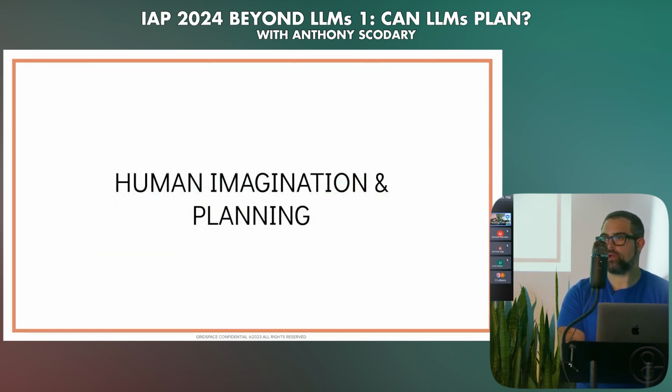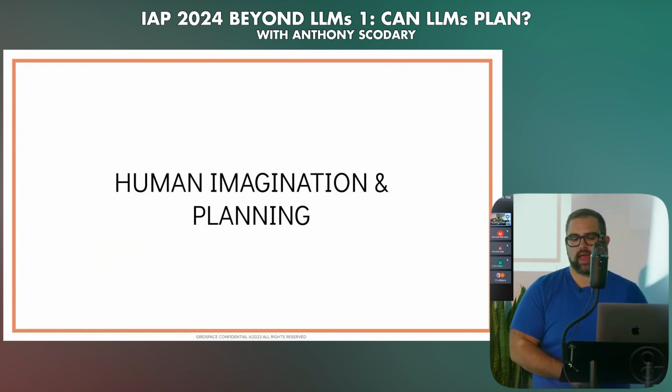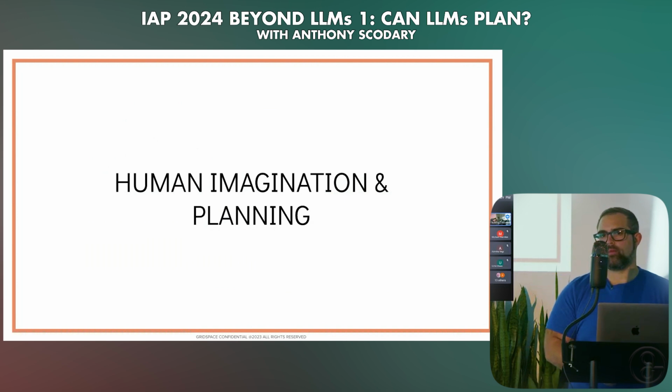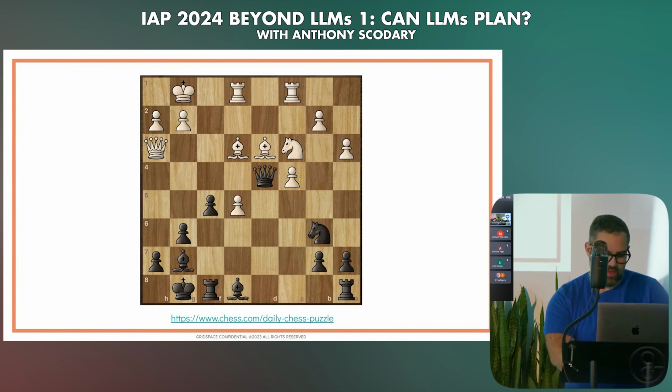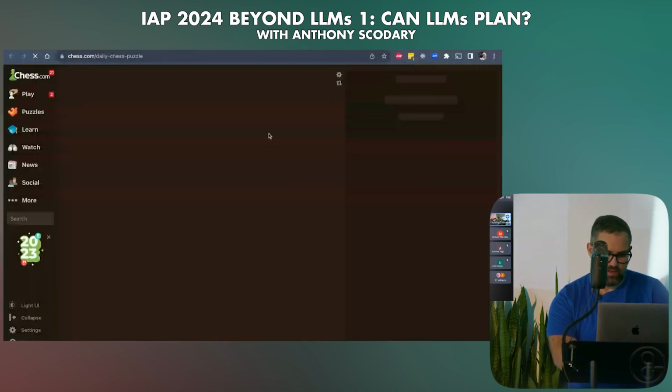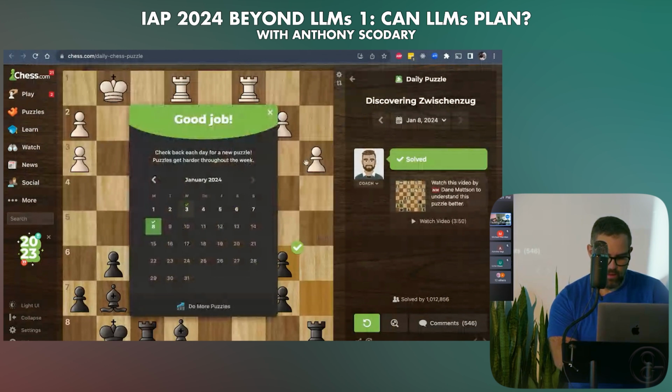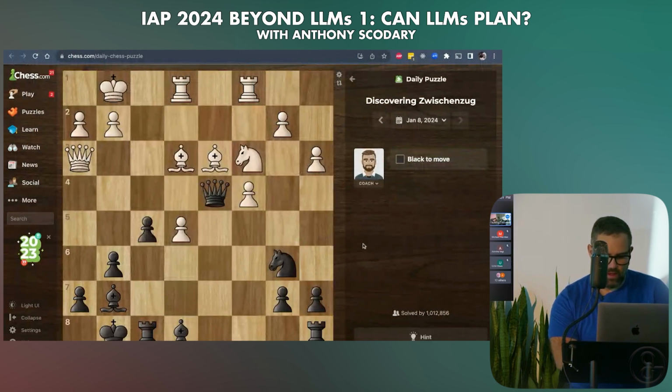But first, I want to talk a little bit about what people do specifically in terms of imagination and planning, so we can learn a little bit more about really what the target is, or the bare minimum target is for planning. So I'm going to start with a chess puzzle. This is today's chess puzzle, actually, on chess.com. Here, I've just solved it.